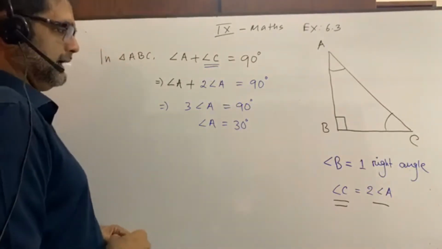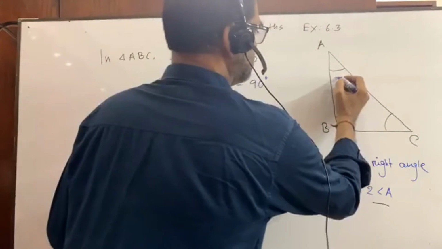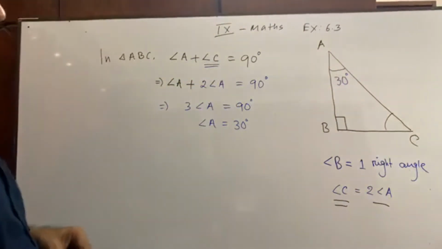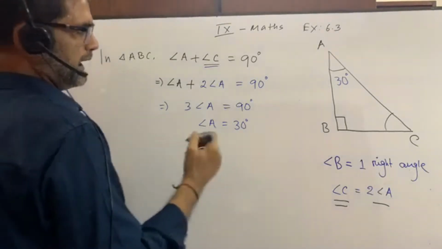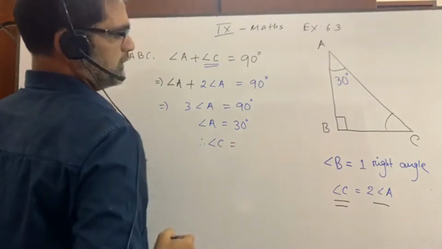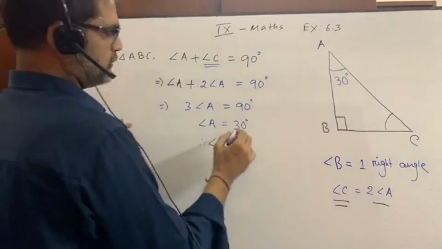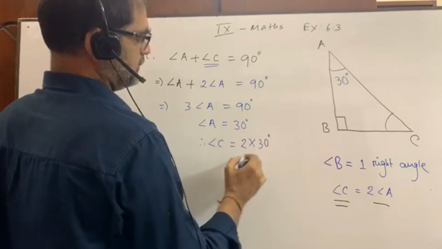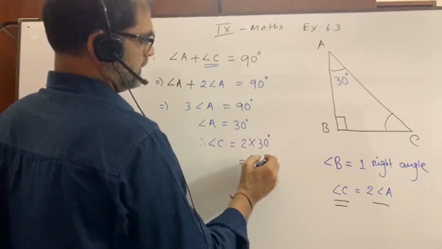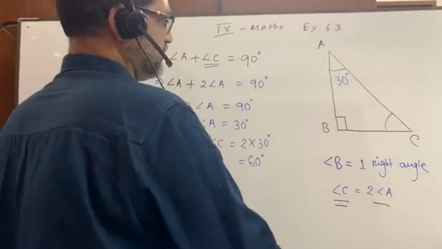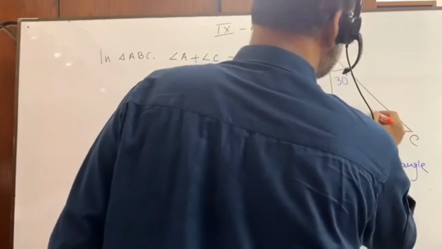If angle A is equal to 30 degree, then what should we write? Therefore, angle C equals to what? Twice of angle A, that is 2 into 30 degree. 2 into 30 degree is equal to what? 60 degree. Okay, so we are getting this angle as 60 degree.